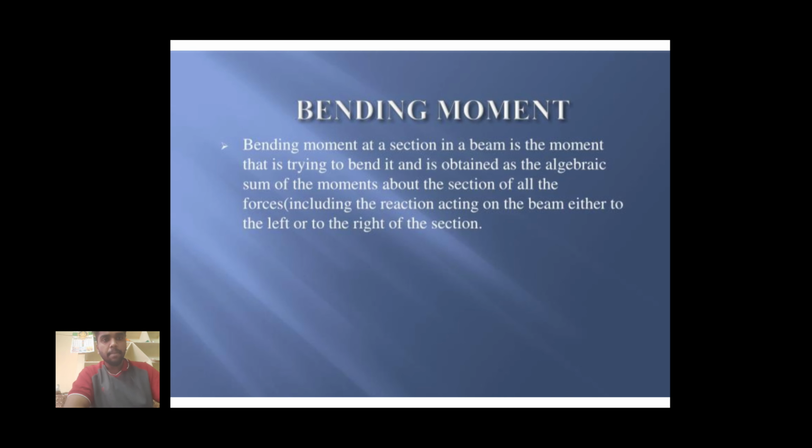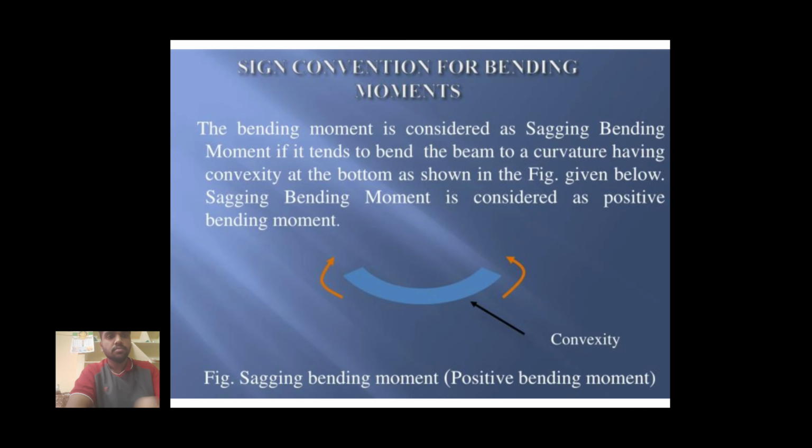Bending moment. Bending moment at a section in a beam is a moment that is trying to bend it and is obtained as the algebraic sum of the moments about the section of all the forces, including the reactions, acting on the beam either to the left or right of the section.